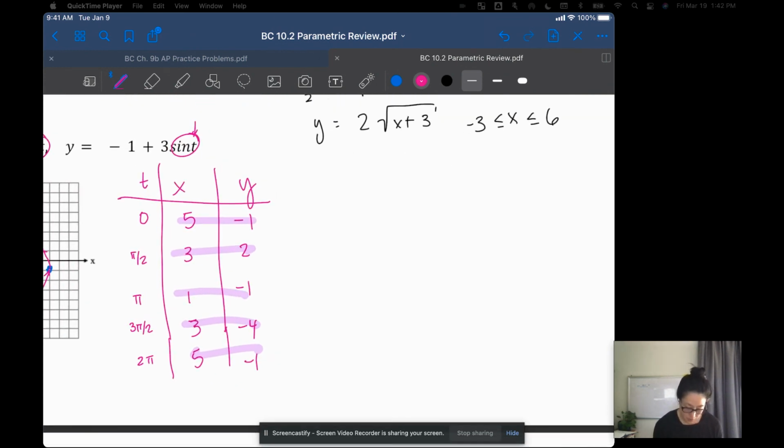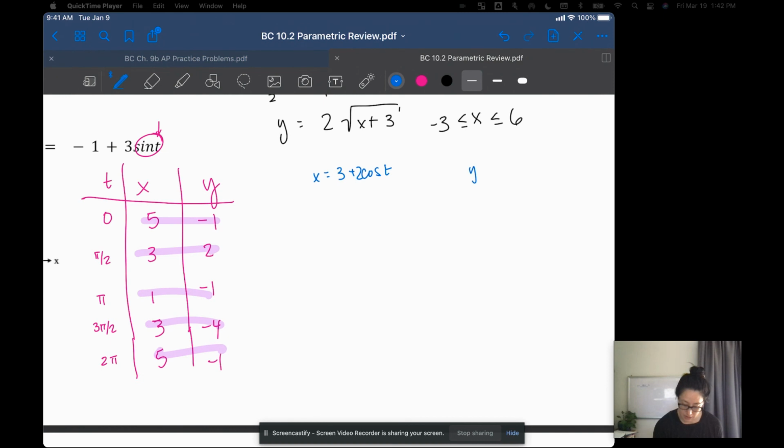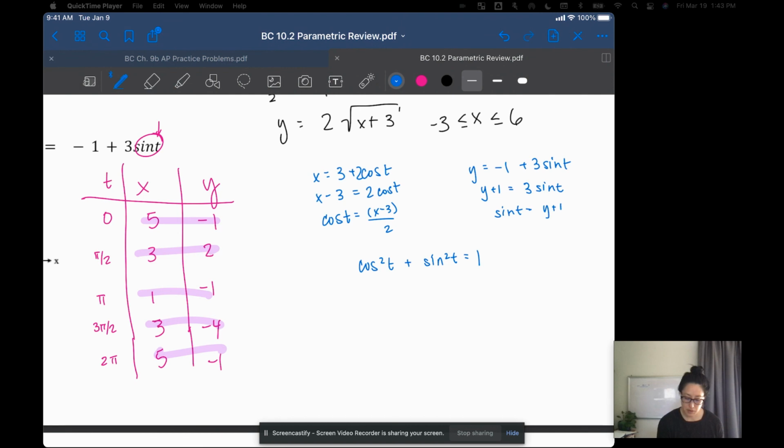Let's eliminate the parameter. I have x is equal to 3 plus 2 cosine t, and y is equal to negative 1 plus 3 sine t. And this time, instead of isolating t and substituting in, we're going to use our Pythagorean identity: cosine squared t plus sine squared t is equal to 1. So I need to isolate cosine t, so I'm going to subtract 3 from both sides, leaving me with x minus 3 equals 2 times the cosine of t. So the cosine of t is equal to (x minus 3) over 2. Same thing for y. We're going to add 1 to both sides. Give me y plus 1 is equal to 3 times the sine of t. Then I get the sine of t is equal to (y plus 1) divided by 3.